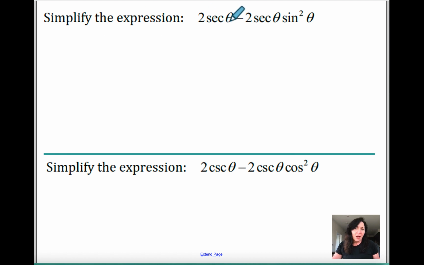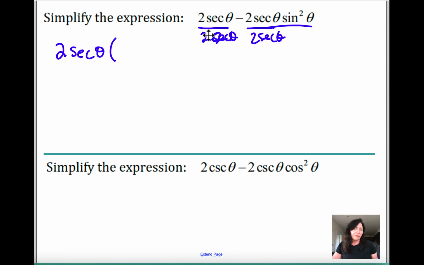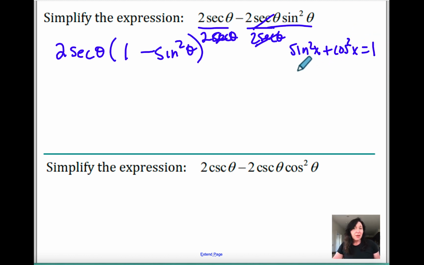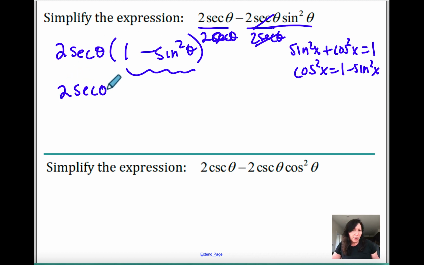Let's do this right here. I see 2 secant, 2 secant. I'm going to factor out a 2 secant of theta. Well, what's left if I divide out a 2 secant of theta? In the first part, there's 1. On the second part, these would cancel, and I'm left with sine squared of theta. Well, what's 1 minus sine squared? We just used that formula before. Sine squared plus cosine squared equals 1. Cosine squared is equal to 1 minus sine squared. So therefore, this is cosine squared. So I've got 2 secant times this, which is cosine squared of theta. Try to keep the same variable.